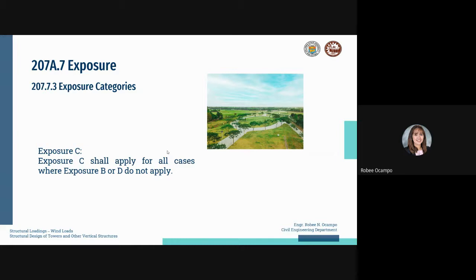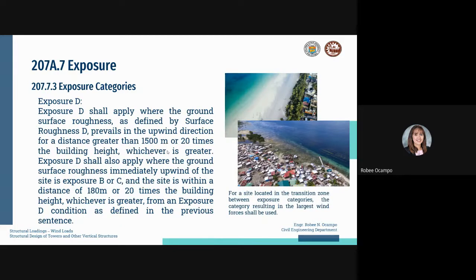Remember, our surface roughness C is the open land, the grasslands, the country lands. So this is included in exposure C. And lastly, exposure D is for areas at the shorelines. Again, the shoreline area falls under surface roughness D, so your wind exposure will be exposure D.